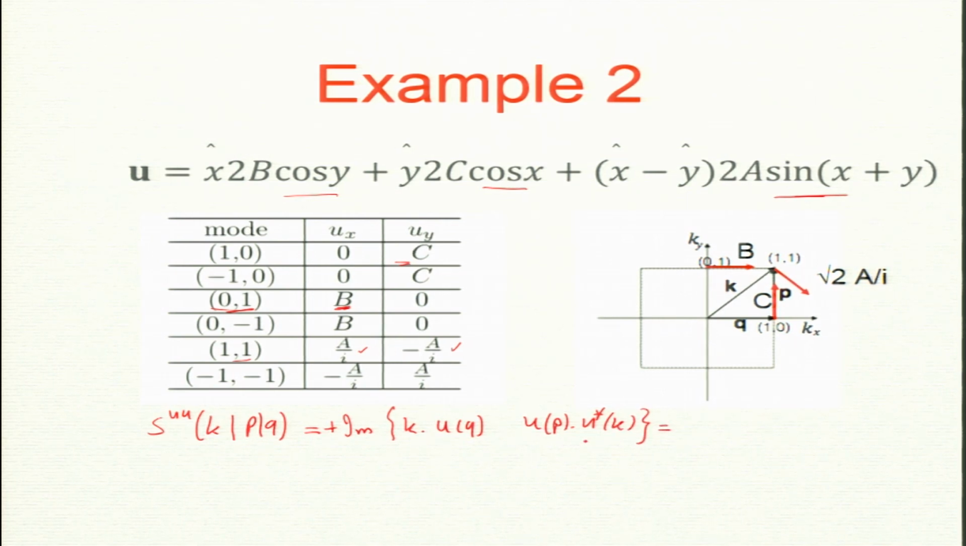K is 1 1. I am calling it K, 1 1. So, 1 1 dot UQ, and UQ is along the y direction. So, K is 1 comma 1, a 2D vector, dot 0 comma C. That gives you C. I will put the imaginary part here. In fact, it is just C.